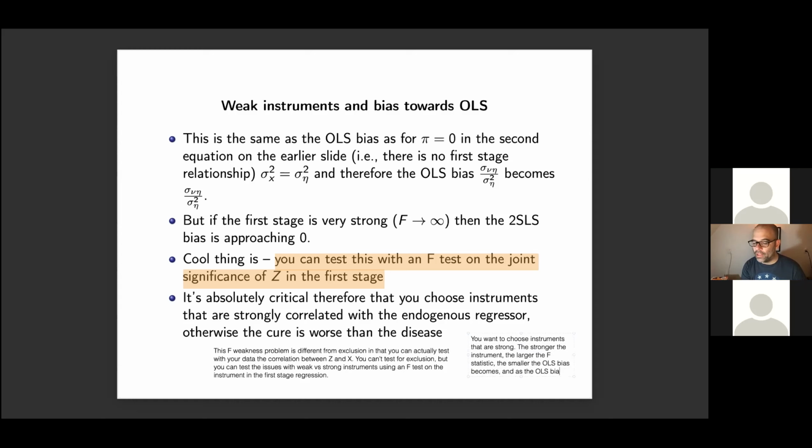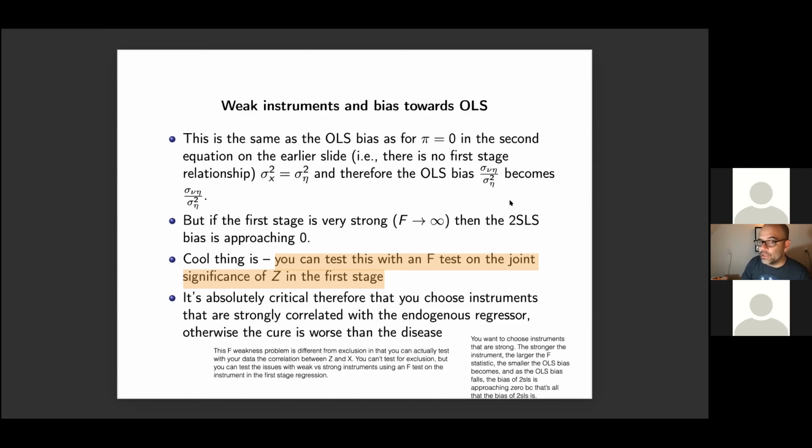And as the OLS bias falls, the bias of two-stage least squares approaches 0, because that's all that the bias of two-stage least squares is. It's the bias of OLS in the limit. Two-stage least squares bias is completely the bias of OLS under the worst case scenario, which is an F of 0, and then it only improves. Okay, so you want to choose instruments that are strong. That's what you're wanting to do.